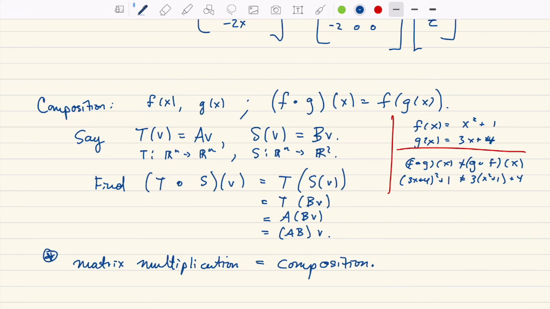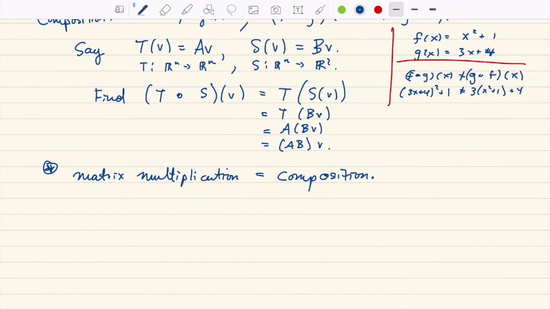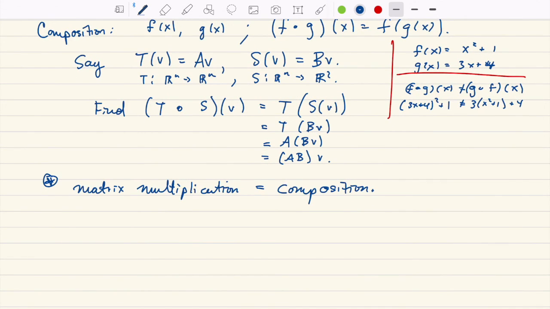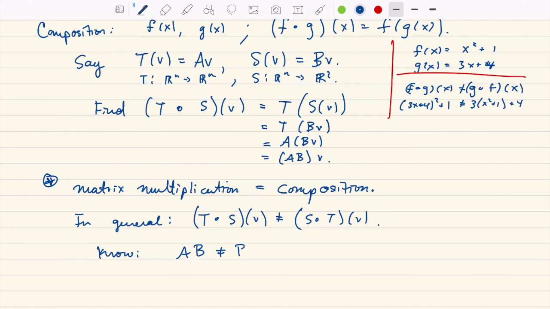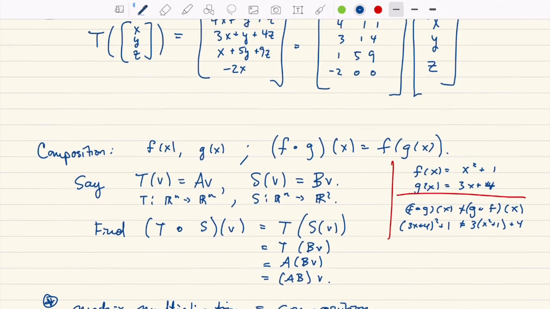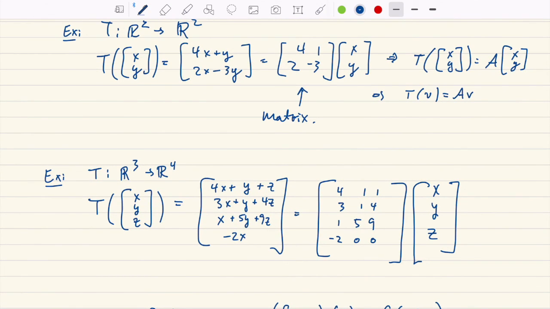And so what that reinforces is that in general, composition of linear operators is non-commutative. If you were to have two linear operators, T composed with S and S composed with T are in general not going to be equal. And we know this already because we know that if I take the product A times B, that's not the same as B times A. And so that's really the point here, that matrix multiplication and composition are really equal. Other than that, we could think of every linear transformation as a matrix product.